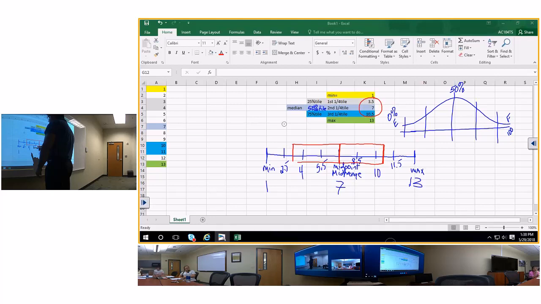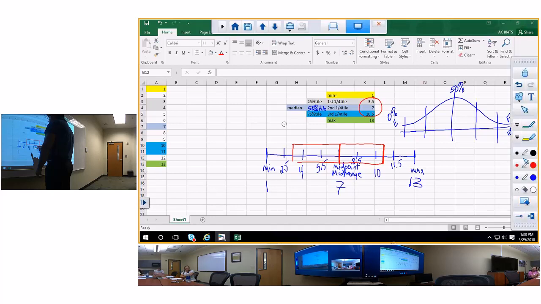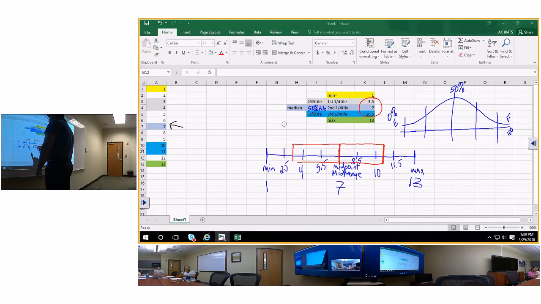So, and then how do you find the median? Well, you count. How many numbers do we have? 1 to 13. 13 is odd. So how do you find the median of an odd amount? You just find the middle, which is 7. So that's how I got the 7.